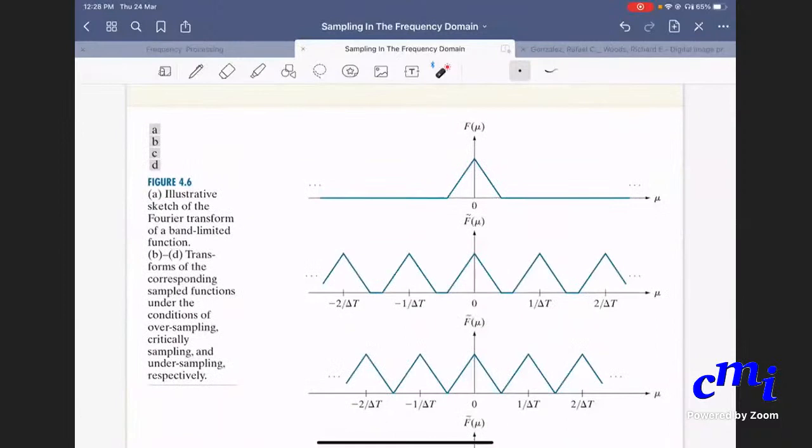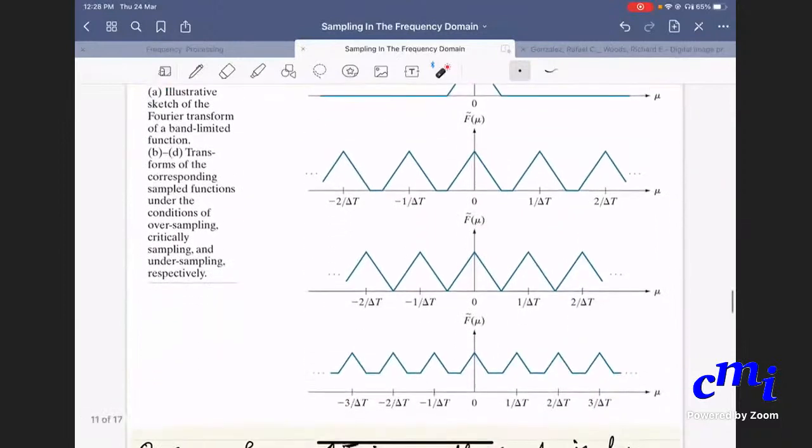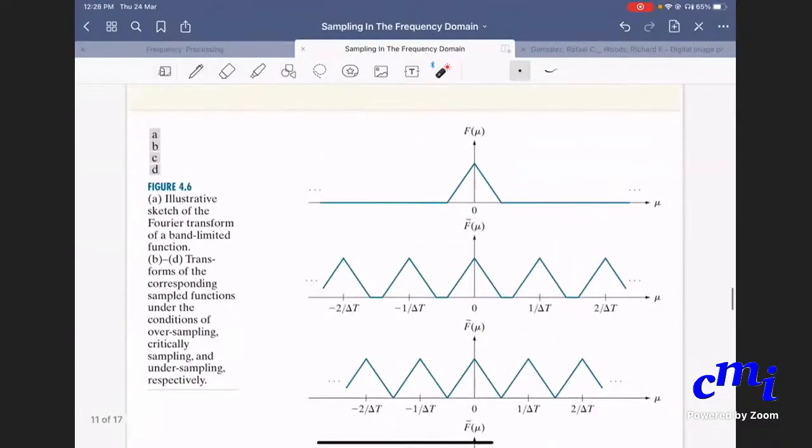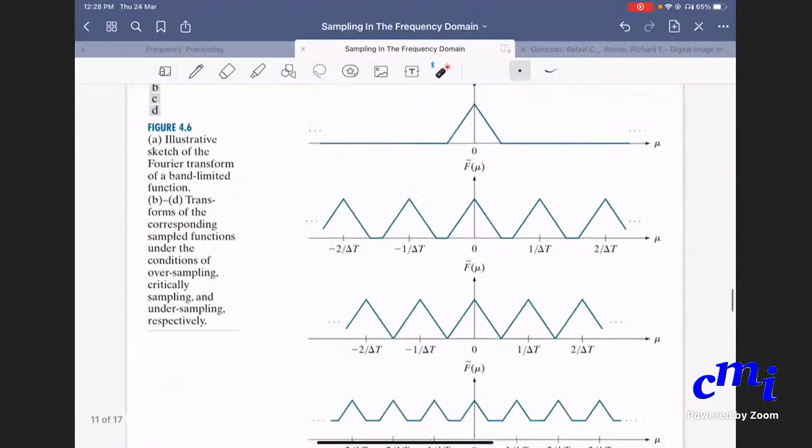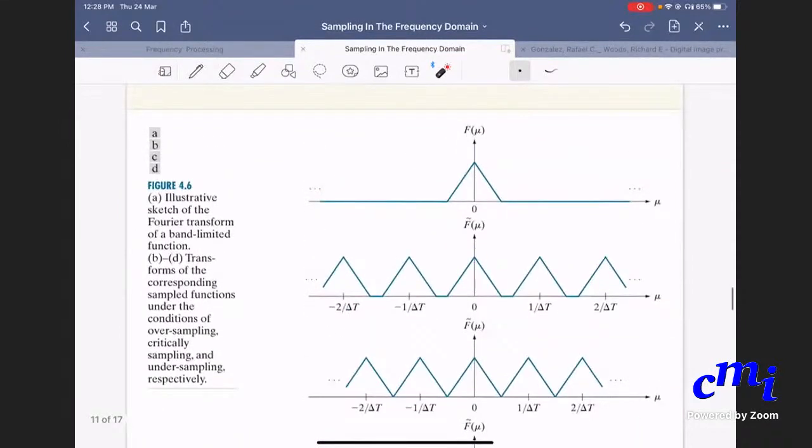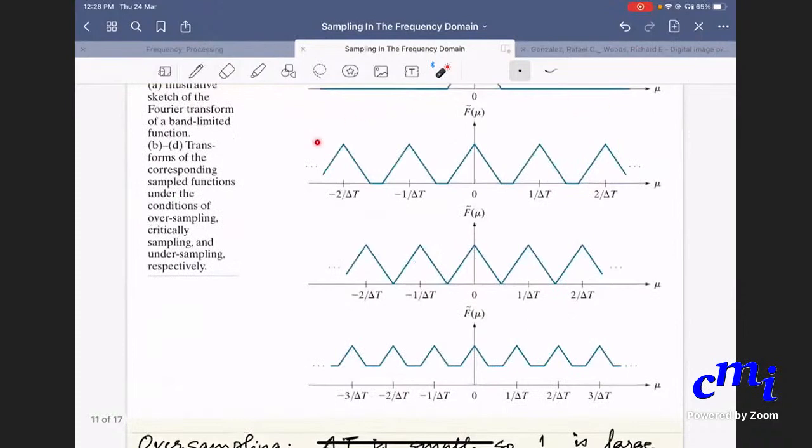So this picture illustrates what is going on. Don't look at the first part here. Let's just look at this piece. Your f tilde typically will look something like this. Of course, the shape may not be the same.